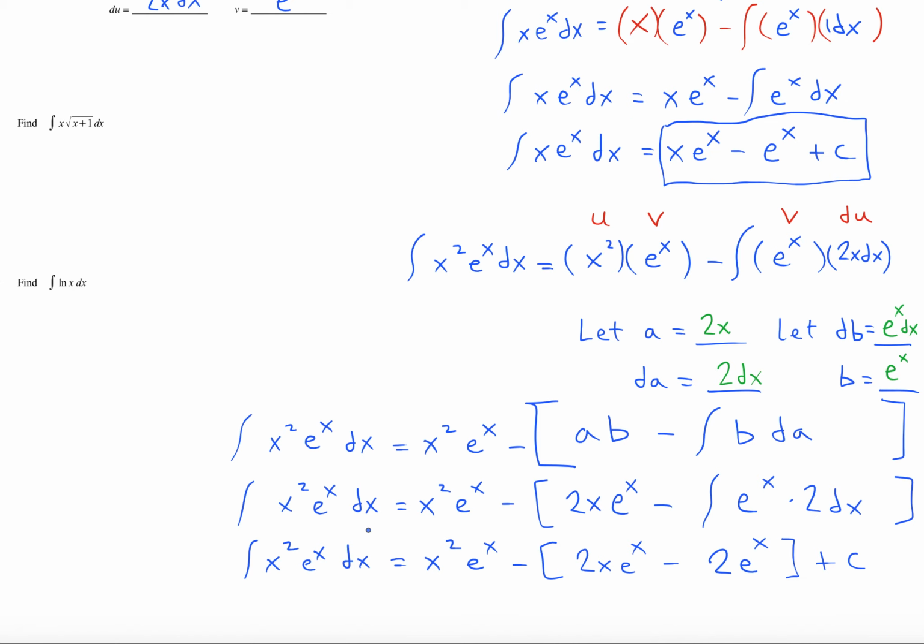All right. Final answer: x squared e to the x minus 2x e to the x plus 2e to the x plus c.